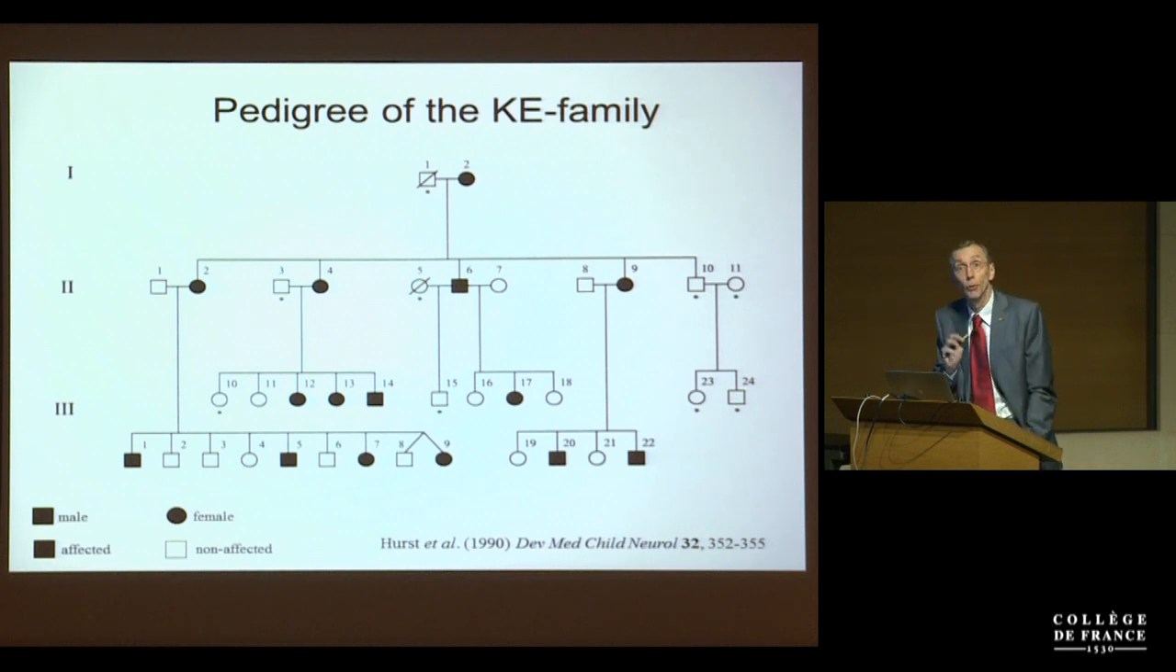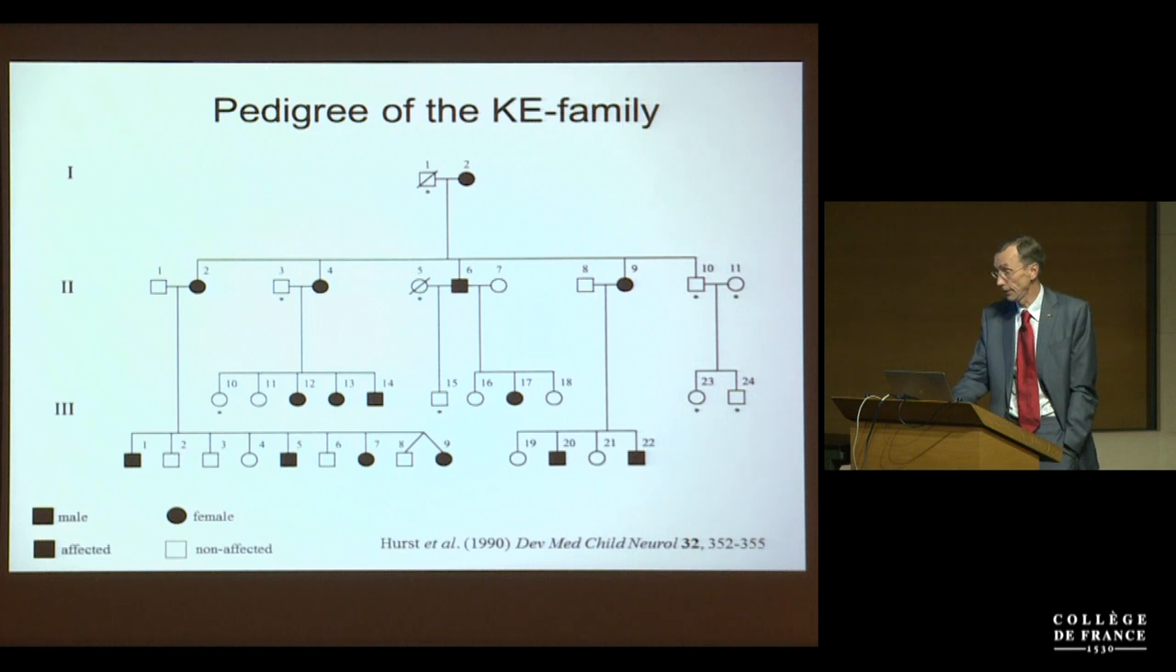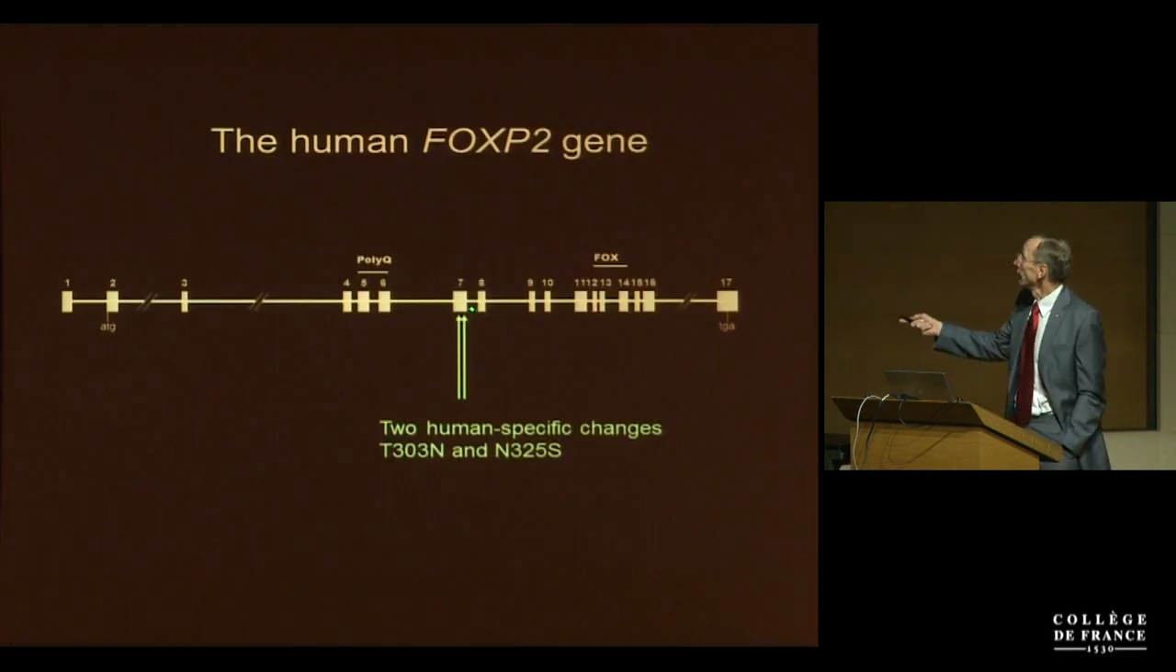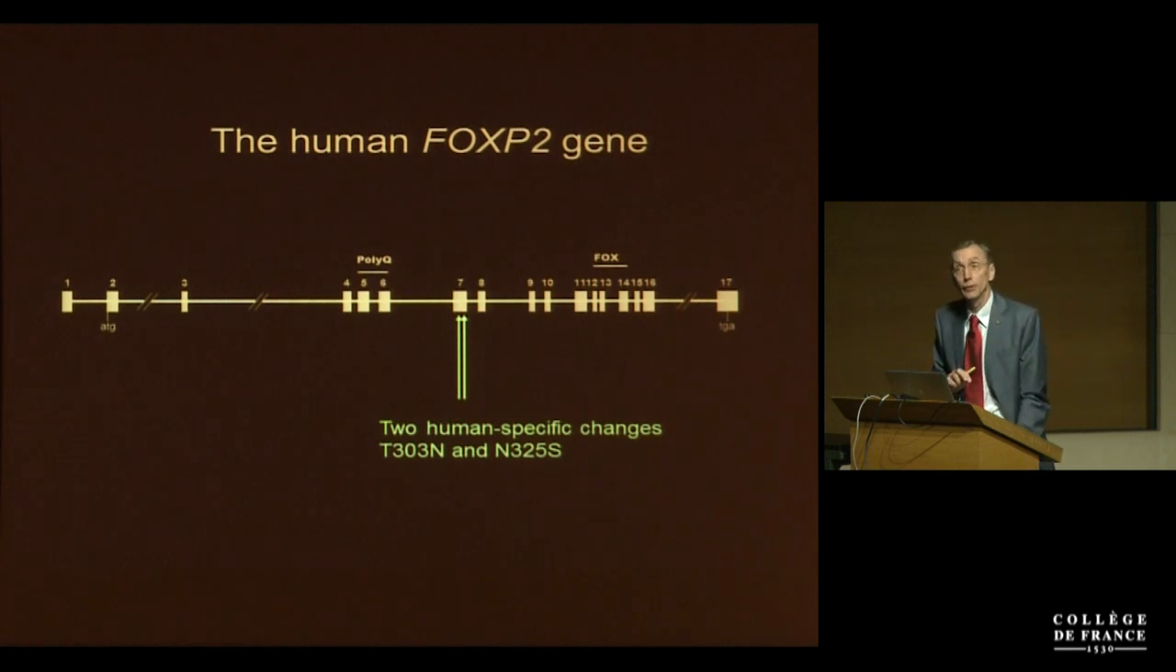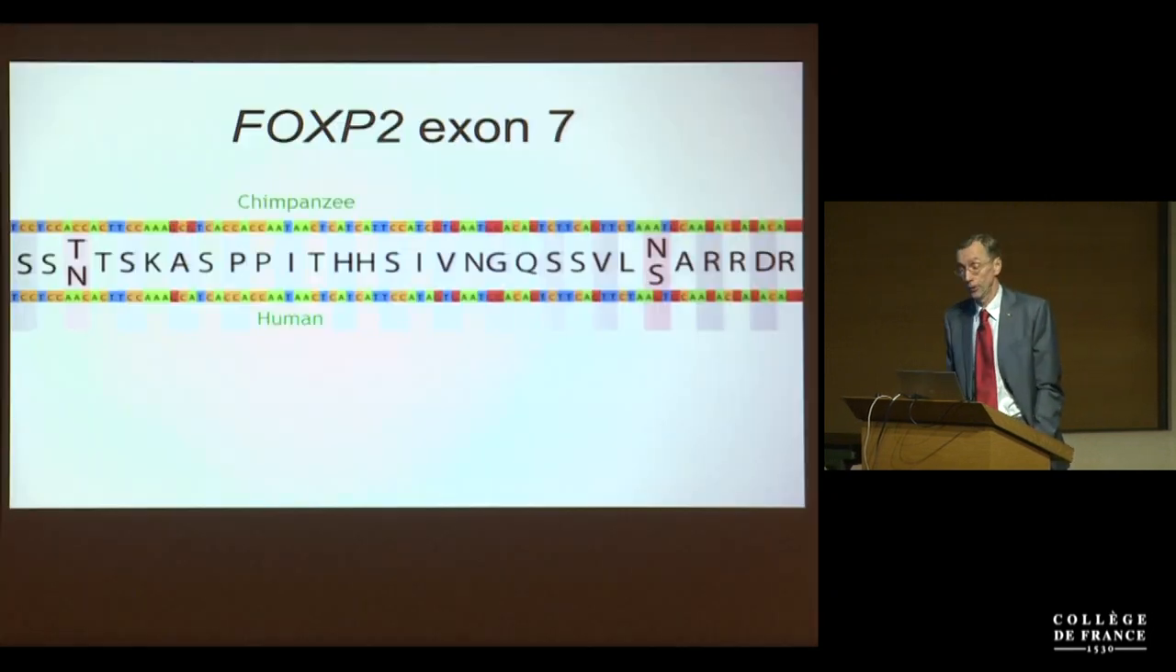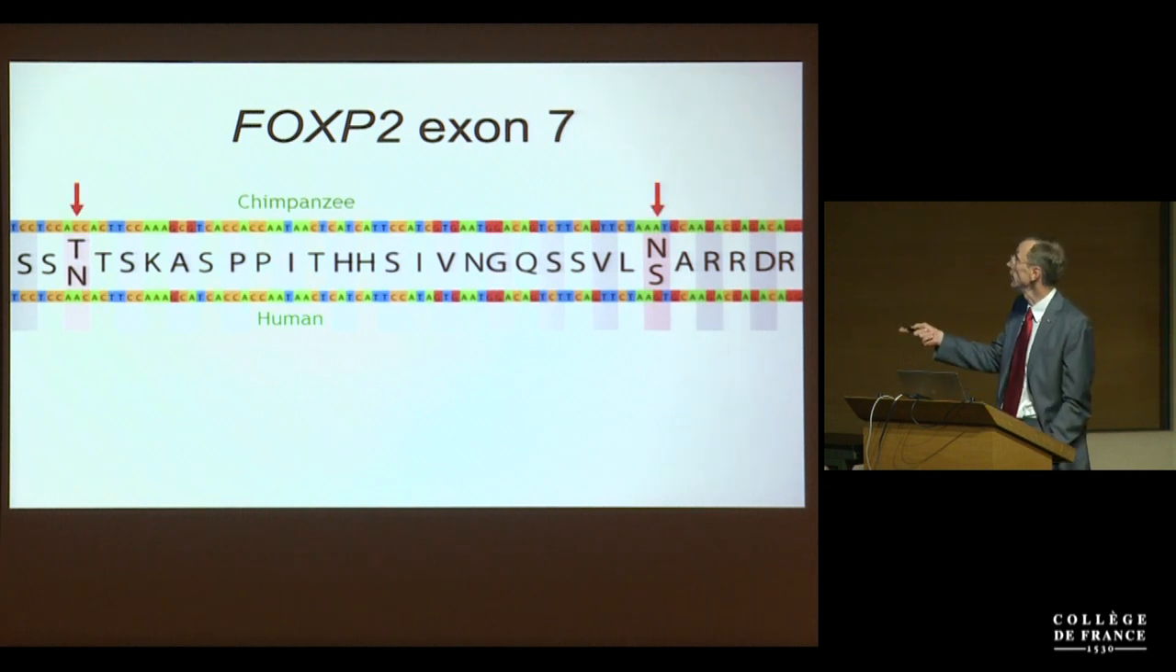that allowed a group in Britain, Tony Monaco's group, to isolate this gene. And interestingly, the protein encoded by it carries 2 human-specific changes that is there in humans and not in the great apes. So we were, of course, very interested when we got the Neanderthal genome and the Denisovian genome to say what variants did they carry.